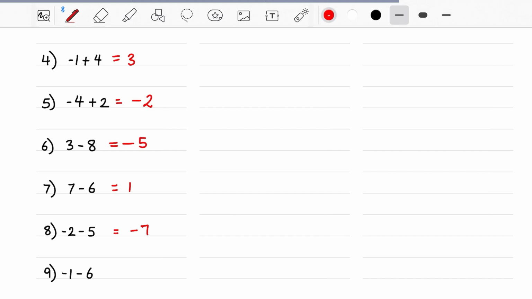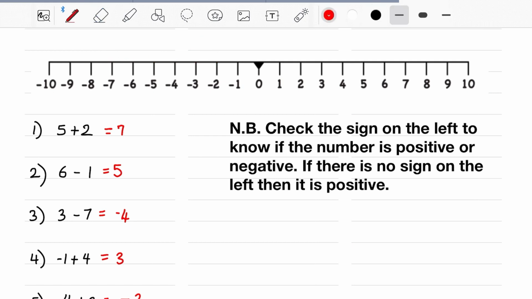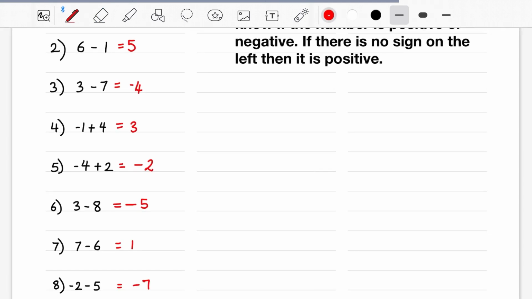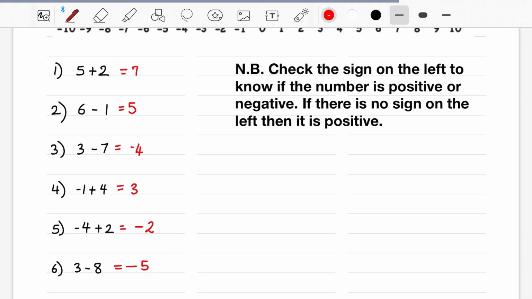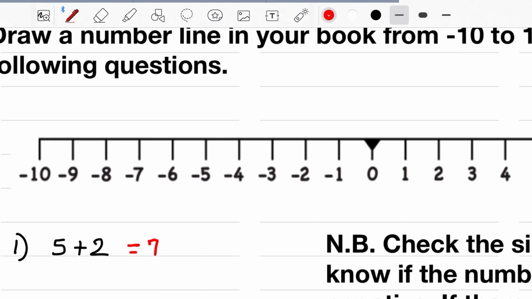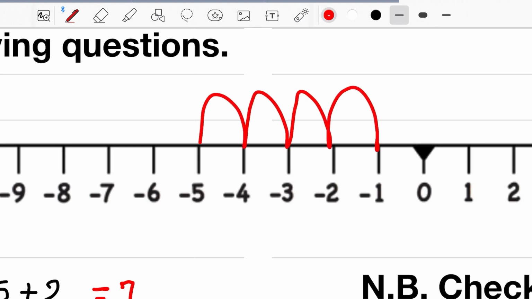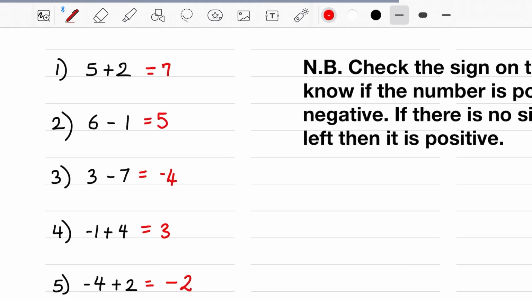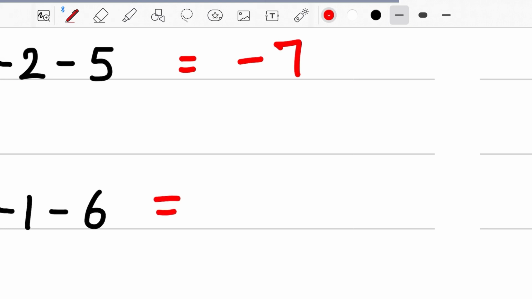Next, let's move on to question 9. Minus 1 minus 6. So we start off at minus 1. We move to the left, and we move 6 spaces to the left. So starting at minus 1, we move 1, 2, 3, 4, 5, 6 spaces to the left. And that lands us at minus 7. So minus 1 minus 6 is minus 7.